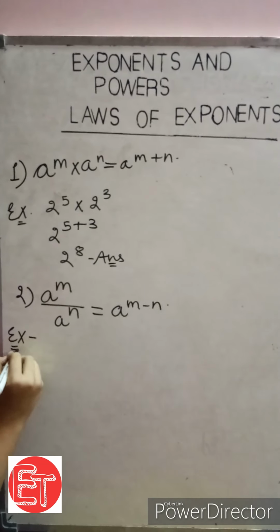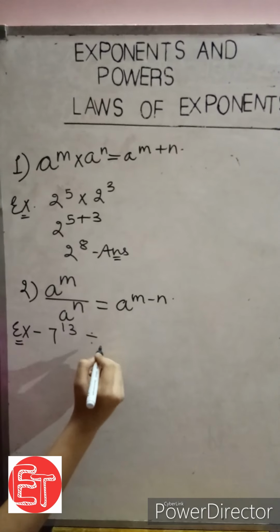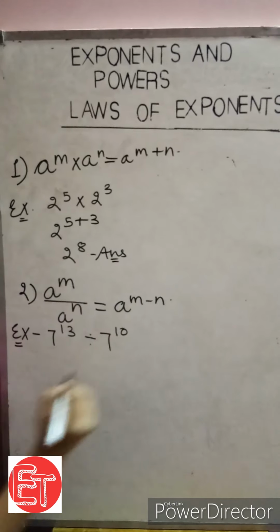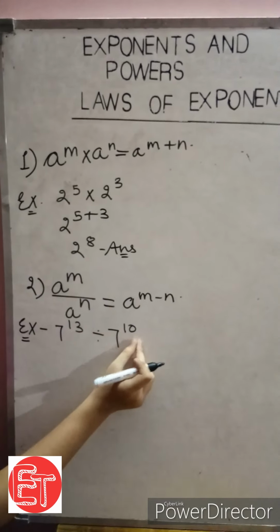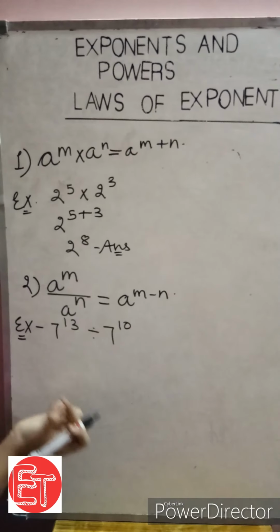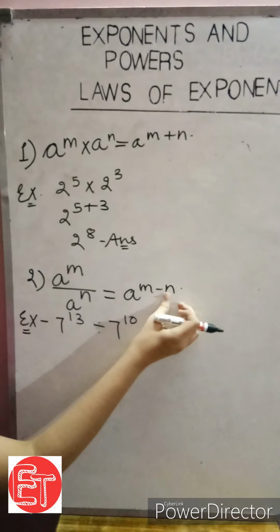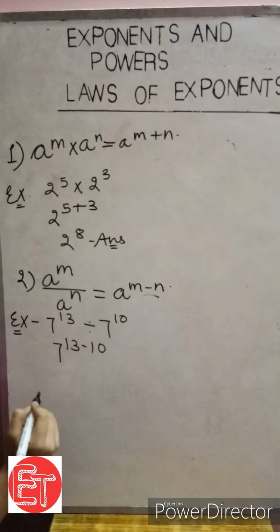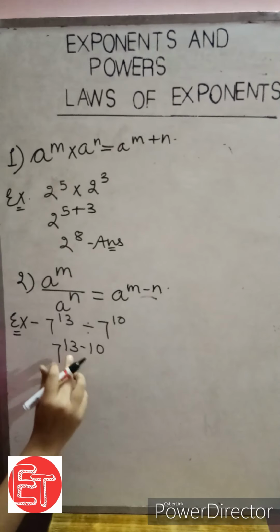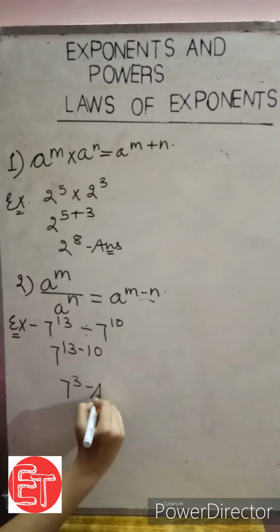Our example is 7 raised to the power 13 divided by 7 raised to the power 10. The bases are same, powers are not same and they are in divide form. So, what we will do? We will subtract them. So, 7 raised to 13 minus 10. Next step: 13 minus 10 is 3. So, 7 raised to the power 3 is your answer.